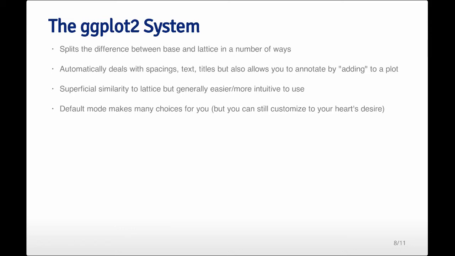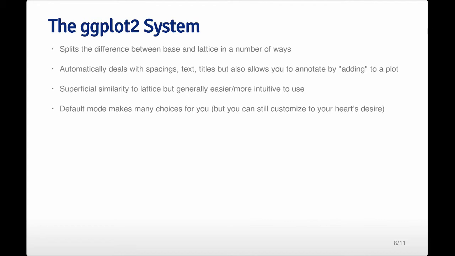It splits the difference between the lattice and the base package, so it mixes ideas from both. On the one hand, you can build a plot incrementally by adding things one by one, so that's like the base system. On the other hand, a lot of the aesthetic calculations are done automatically without you having to directly control them. So things like spacings and labels are all put in the right place. So that's like the lattice system. The ggplot2 system is very useful for conditioning plots, just like in lattice, and so you can make those kinds of panel plots.